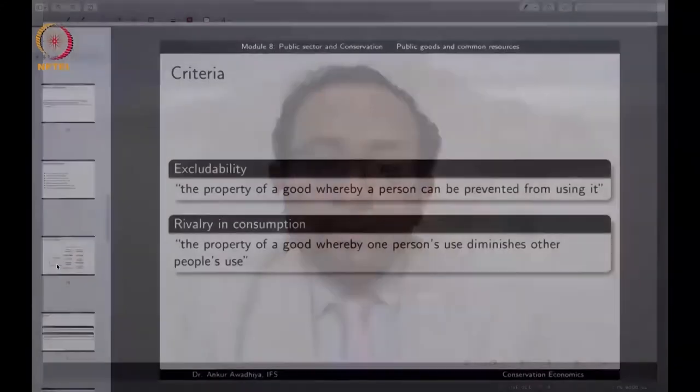Private societies are excludable goods. You can exclude people from getting inside. Your personal resources are excludable goods, because you can always say, about the pen that you have, that you are not going to permit others to use your pen. You can exclude them from using the resource that is the pen in your hands.